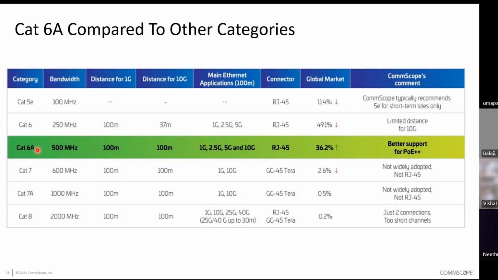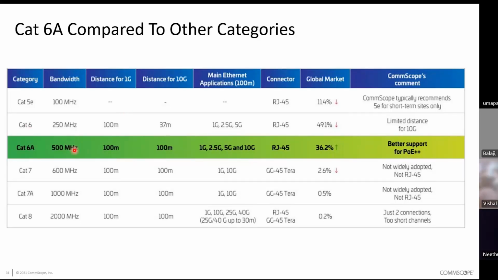If you take Category 6A, it is rated at 500 megahertz. Whatever distance we cut for 1 gig, it can support 100 meters. For 10 gig also, it can support 100 meters. It is also better supported for PoE++, which is nothing but your 90 watts PoE application. The twist ratio is more compared with Category 6.